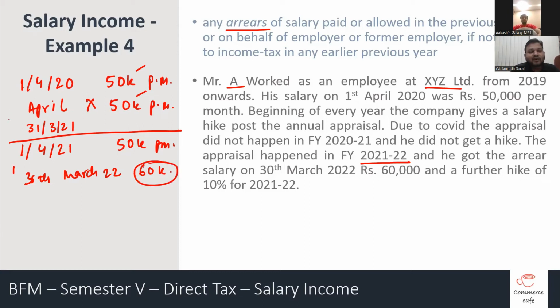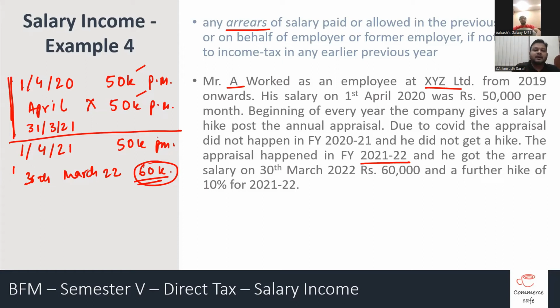It is called salary received in arrears, or arrear salary basically. Not in advance. This is arrear salary. This belongs to the previous financial year. This 60,000 belongs to the previous financial year. Okay. Is it clear? Yes, sir.